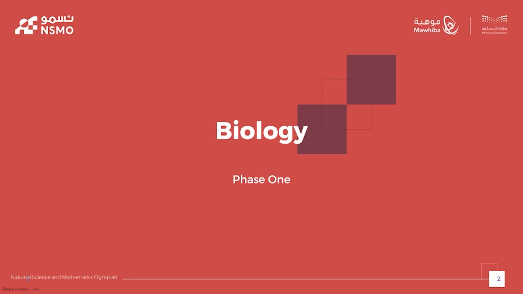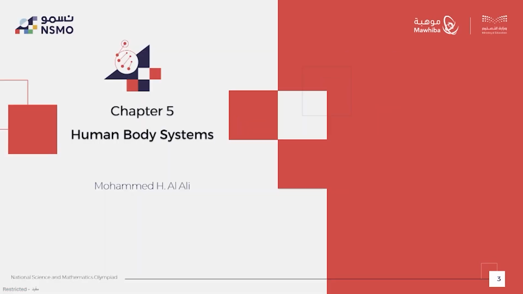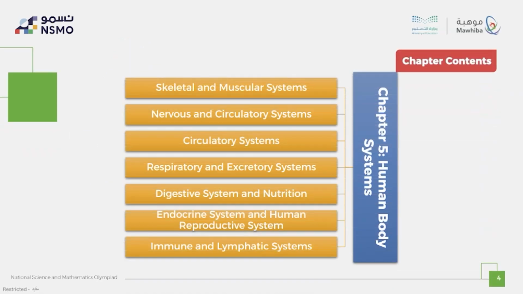Don't forget that. We're still in chapter 5. This chapter explores the human body systems that function together like a synchronized team performing specific tasks. In a previous lecture, we already finished the skeletal and muscular systems, nervous and circulatory systems, part 2 of circulatory systems, and today inshallah we will take respiratory and excretory systems.